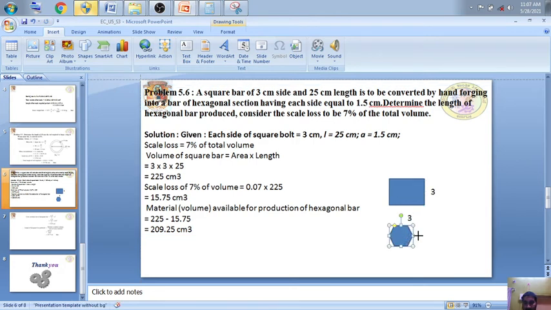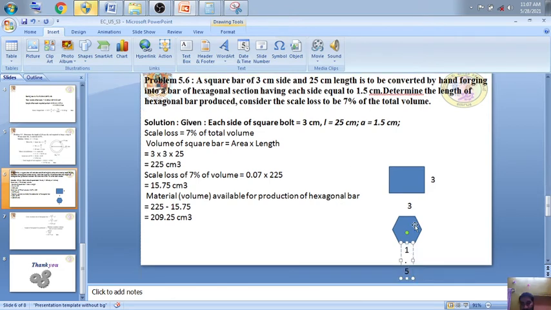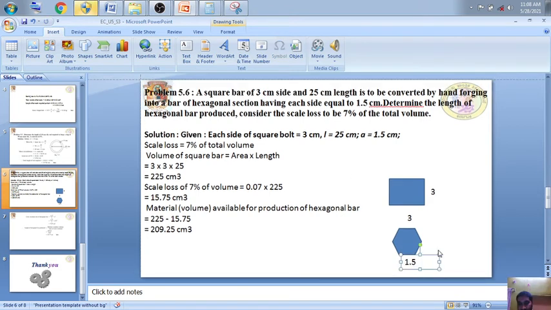So this has to be converted into a hexagonal bar of each side equal to 1.5 centimeter. So you need to find out the length of the hexagonal bar produced. The raw material length is given as 25 centimeter, but what is the length produced of this hexagonal bar, you need to find out.